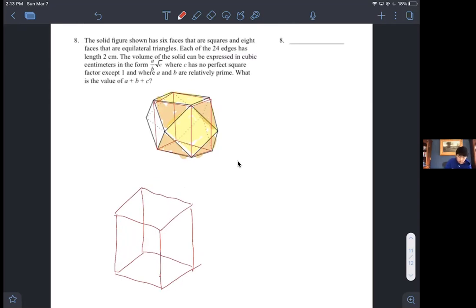This is a good idea, to draw blown up versions of one specific part that you're thinking about in a 3D diagram. It's very helpful. So we know that each of the 24 edges has length 2 centimeters, and all of these are edges of the solid figure, and so those have length 2. And now what about the height?